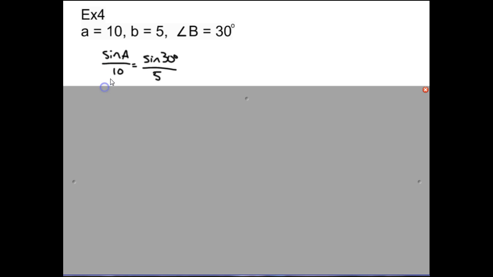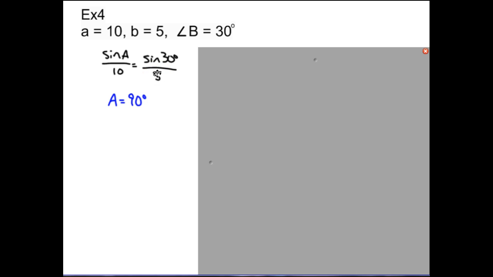Okay, so hopefully you set up sine of A over 10, sine of 30 over 5. Multiply both sides by 5, and then 10. Do the inverse, and we're going to end up with A is equal to 90 degrees. And this is a sort of special case, so really concentrate on this one.